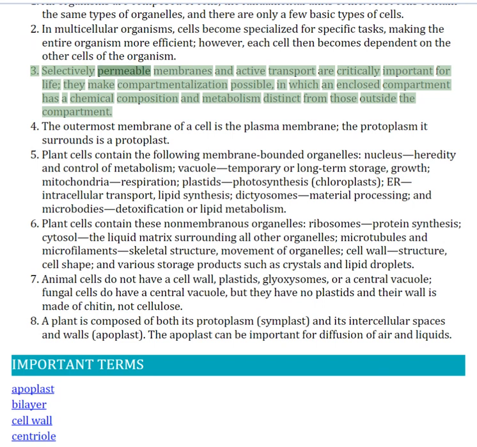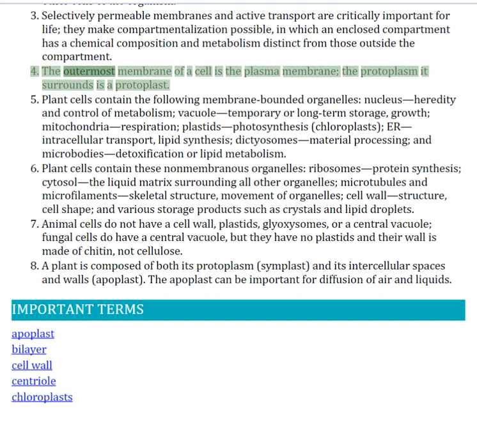3. Selectively permeable membranes and active transport are critically important for life. They make compartmentalization possible, in which an enclosed compartment has a chemical composition and metabolism distinct from those outside the compartment. 4. The outermost membrane of a cell is the plasma membrane. The protoplasm it surrounds is a protoplast.